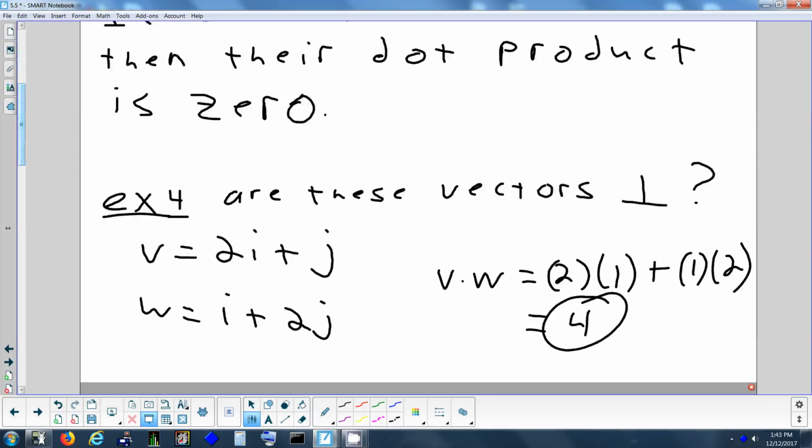No. What could you change there to make them perpendicular? Make anything a negative, and they would automatically be perpendicular. If you're wondering what you would make a negative: anything. The 2, the 1, the other 2, or the other 1. Let's try.